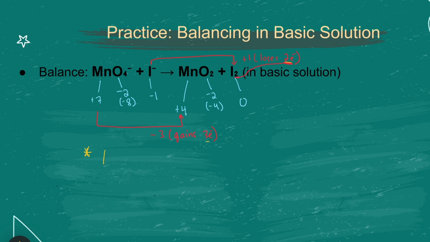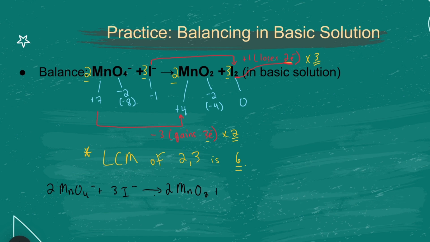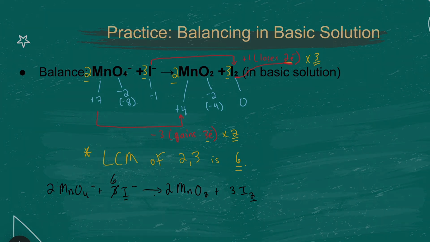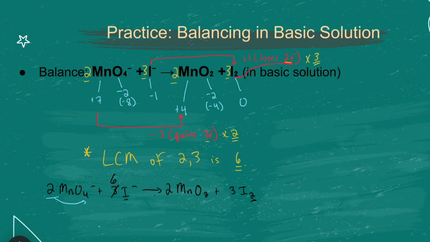Now we're going to ensure that the electron gain is equal to the electron loss by finding a lowest common multiple between 2 and 3. In this case, that would be 6. And so the multipliers of 2 will be attributed to the manganese, and the multipliers of 3 will be attributed to the iodine. Next, we're going to balance all the non-oxygen and non-hydrogen atoms, and in this case, since the manganese are already balanced, that leaves us just with the iodine to balance, and putting a 6 in front of iodine minus, or iodide, would balance that.